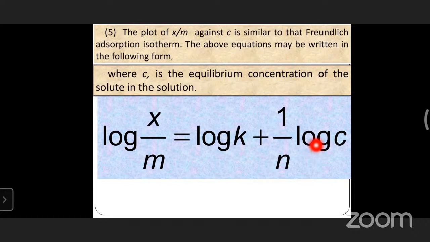So these equations may be written like this, where c is the equilibrium concentration, n is a constant value, and k is a proportionality constant. x is the mass of the adsorbate, here the solute mass, and m is the solid mass, that is the adsorbent mass. So these are the variations we get in the equations in terms of pressure and in terms of concentration, showing how the adsorbate mass changes with equilibrium concentration and with pressure. So these are the two adsorption theorems we can explain.